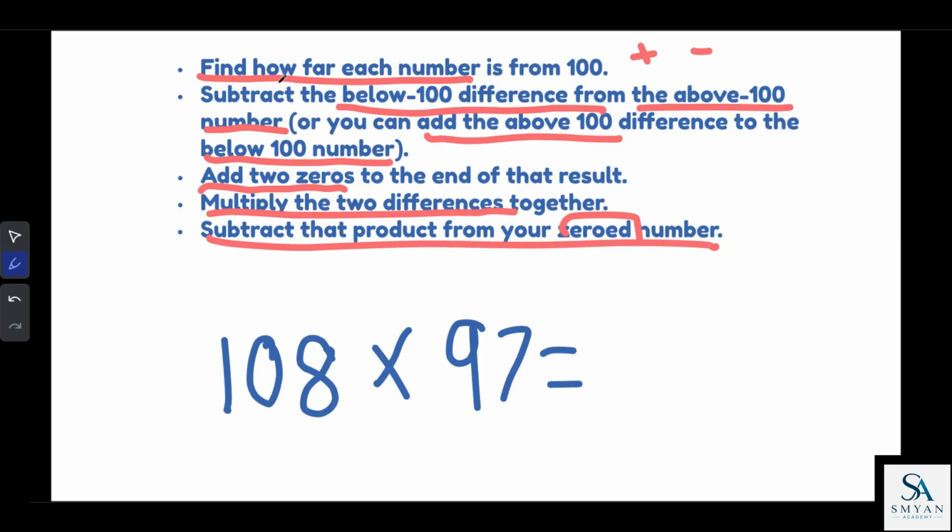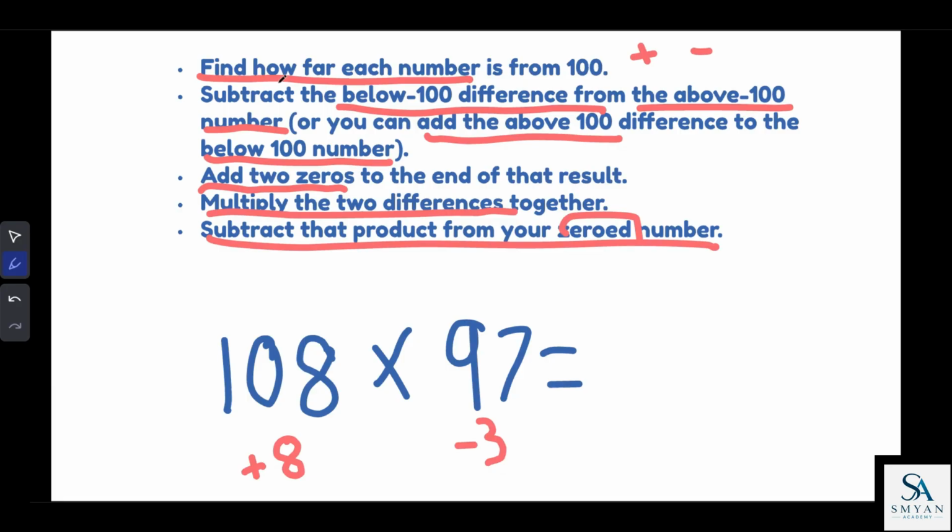Okay, we're first going to find out how far each number is from 100. So 108 is 8 plus from 100, and 97 is minus 3 from 100. Ignore the plus and minus because those are only to tell that it's above or below 100. It's not actually like, oh, it's minus 3. No, it's just whether it's above or below.